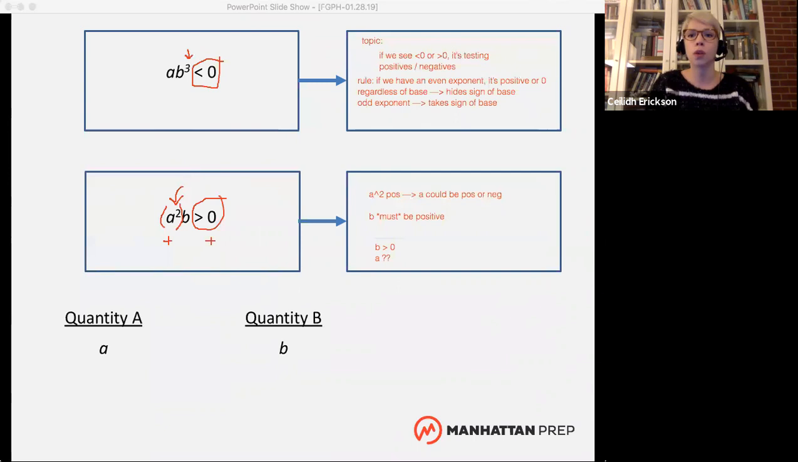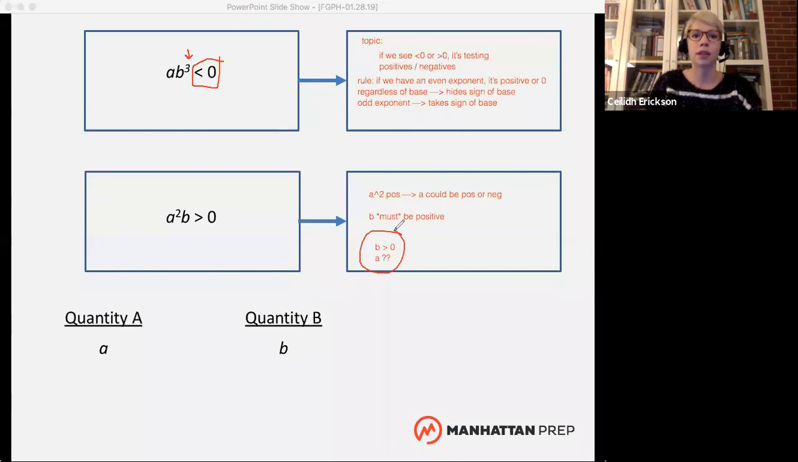So what you would want to do is, I'll just erase this messy stuff on front. If this was the front of your flashcard, a squared b greater than zero, on the back, you could put all of this stuff about the topic and the rules, depending on how big your handwriting is. But the real key is just this translation. It tells us something about b, but doesn't tell us anything about a.